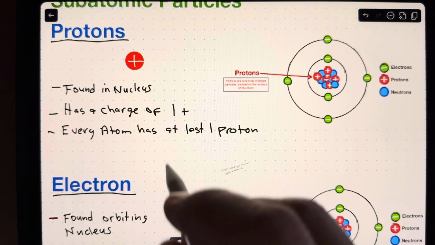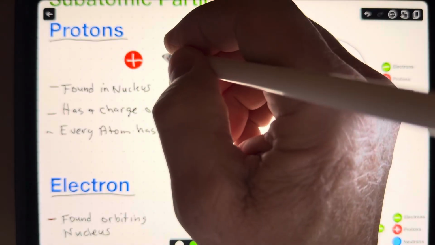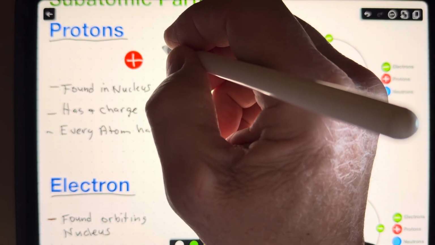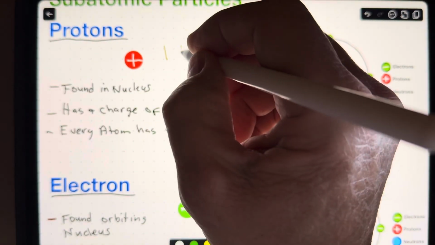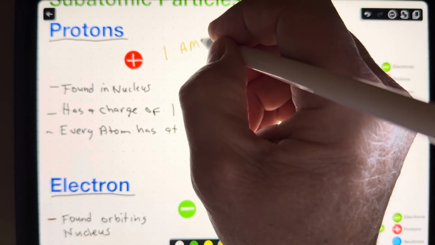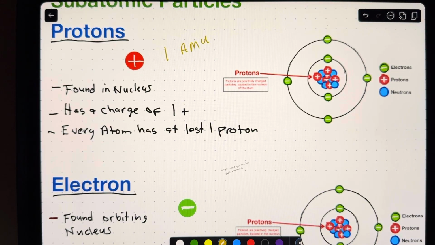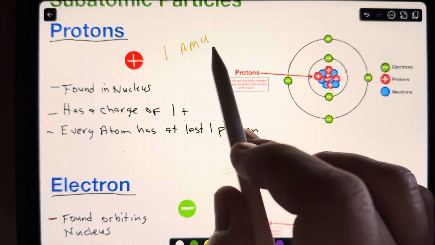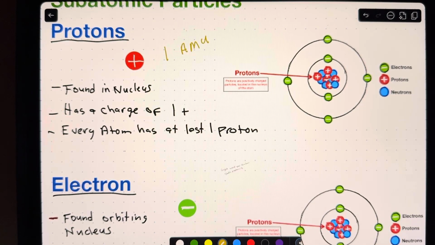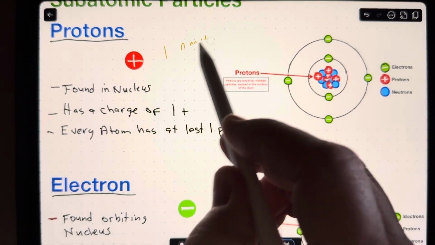And then if I kick it up a notch for you guys, the scientists give it a weight of 1 atomic mass unit. So our brains like to categorize, weigh, number, quantify. This is how we do it. 1 AMU, 1 atomic mass unit. Okay, keep that in mind.